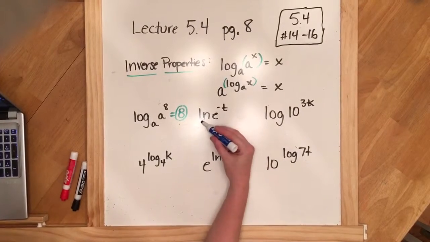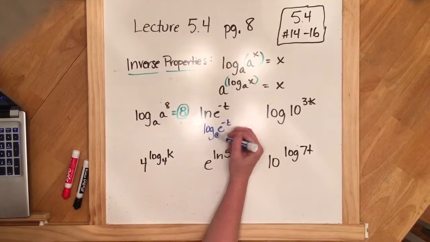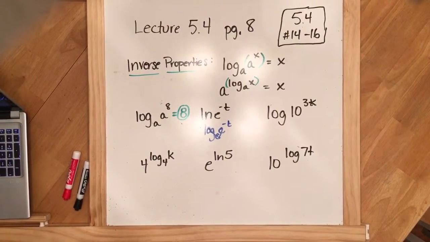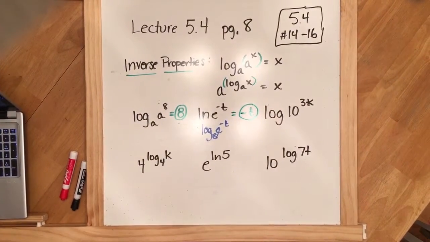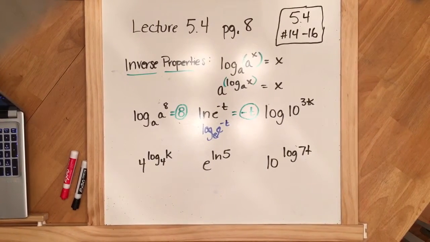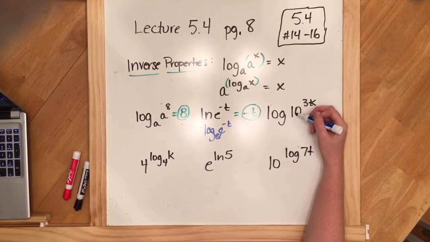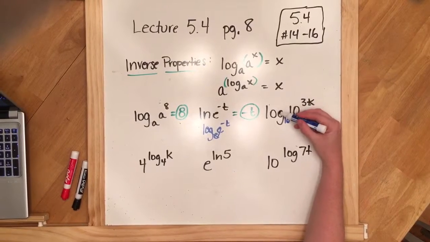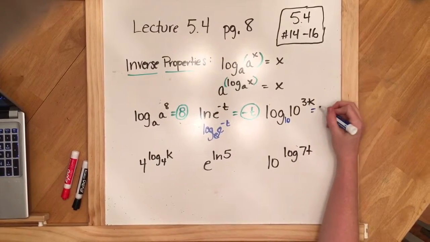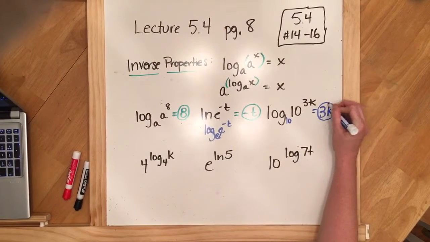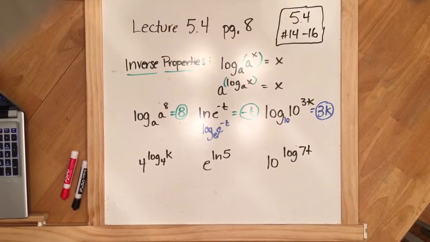And we see that here as well because the natural log, remember, is just log base e. So log base e of e raised to the negative t, again, the log base e of e kind of cancels out, and this is just equal to negative t. And similarly, our common logarithm here is log with an implied base 10. So log base 10 of 10 cancels out, and I'm just left with 3k. So we can see by the inverse properties, that's just going to go away and leave us those exponents.